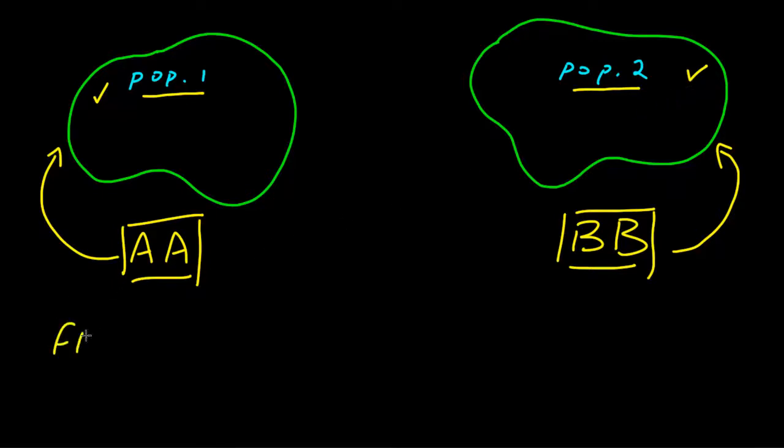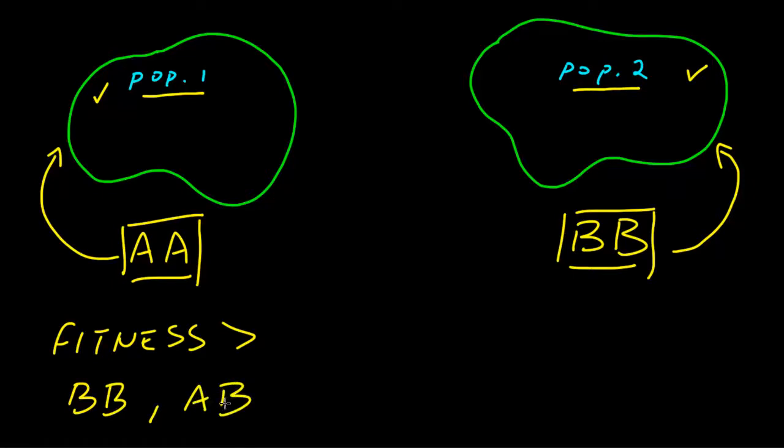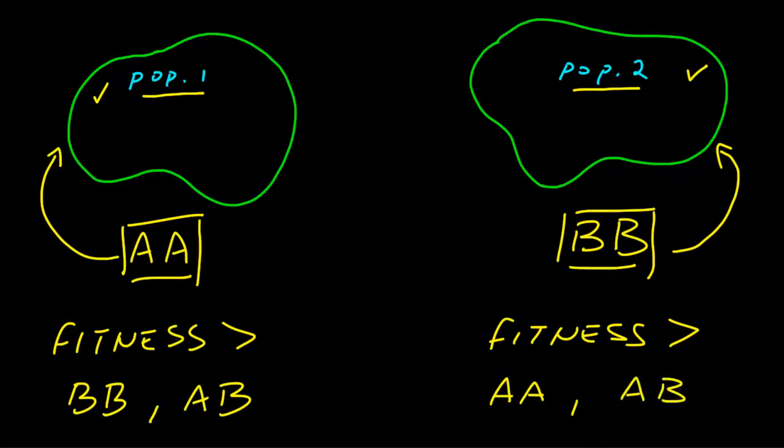So from a fitness perspective now, on this side, we have those carrying AA having greater fitness than those with BB, and greater fitness than those that are heterozygotes, those that are AB. And similarly, on this side, from a fitness perspective, we have those with BB having greater fitness than those that are AA and the heterozygotes, the ABs.